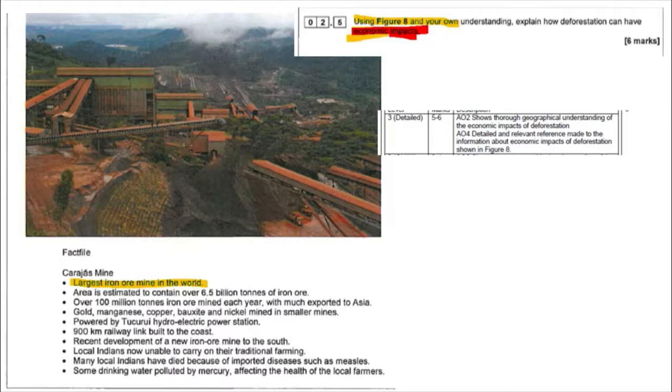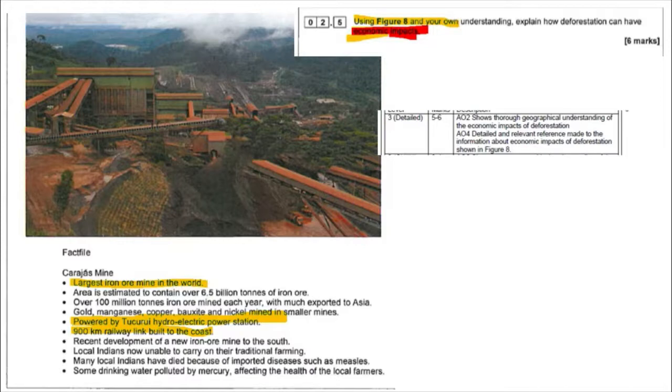Over 100 million tons of ore exported to Asia. So that's going to be used in Asian factories. It's going to encourage economic growth over in Asia. It's powered by a hydroelectric dam. That's generating cheap electricity. That electricity can be used in other factories, other offices, other industries. So that's going to actually encourage the growth of industry. There's a 900-kilometre railway. Well, that's going to increase transport links, it's going to make it easier to import and to export. It might make it easier for tourists to get there. So again, it's going to help grow industry.